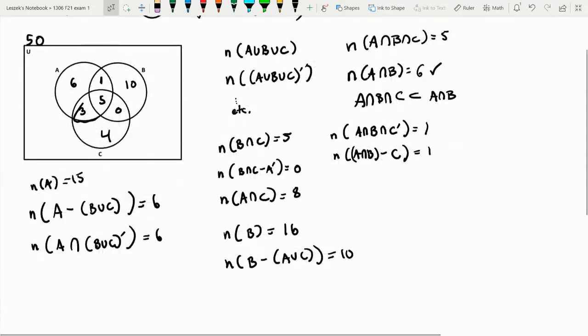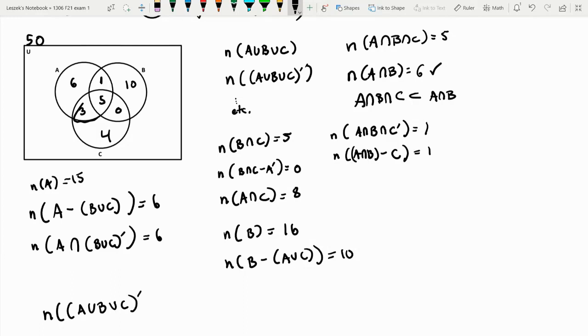So how many things are outside of A or B or C? So the number of things that are in the complement of the union, if you merge all three sets and just look at the outside of those sets, what would that be? Maybe it'd be wise to look at the number of things in the union. So how many things are in the melding of all three sets, the triple union?